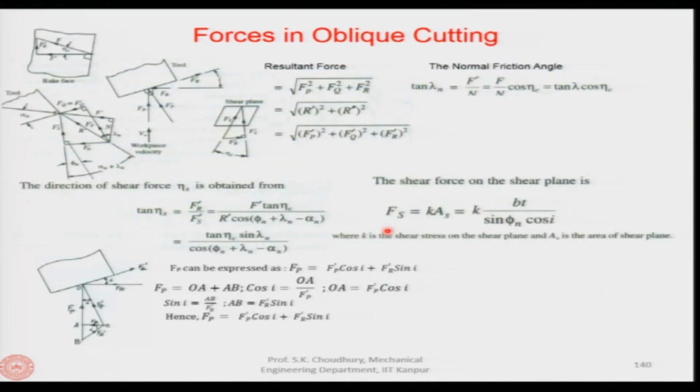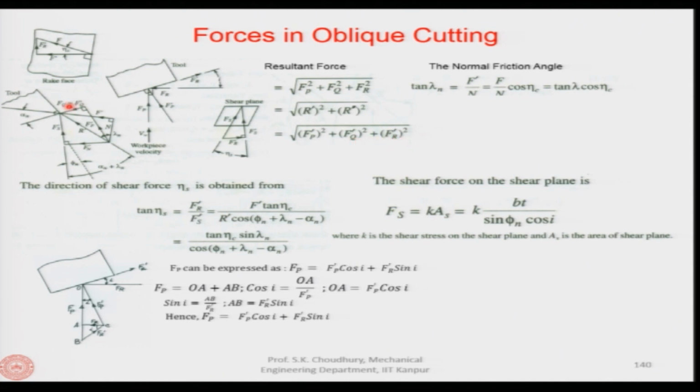Okay. Now, the resultant force therefore will be Fp square plus Fq square plus Fr square, because this is how we are taking the components of the resultant force, or we can have it as R prime square plus R2 prime square. If you can see that R prime square plus R2 prime square will be here, or let us say this will be Fp prime square plus Fq prime square plus Fr prime square.